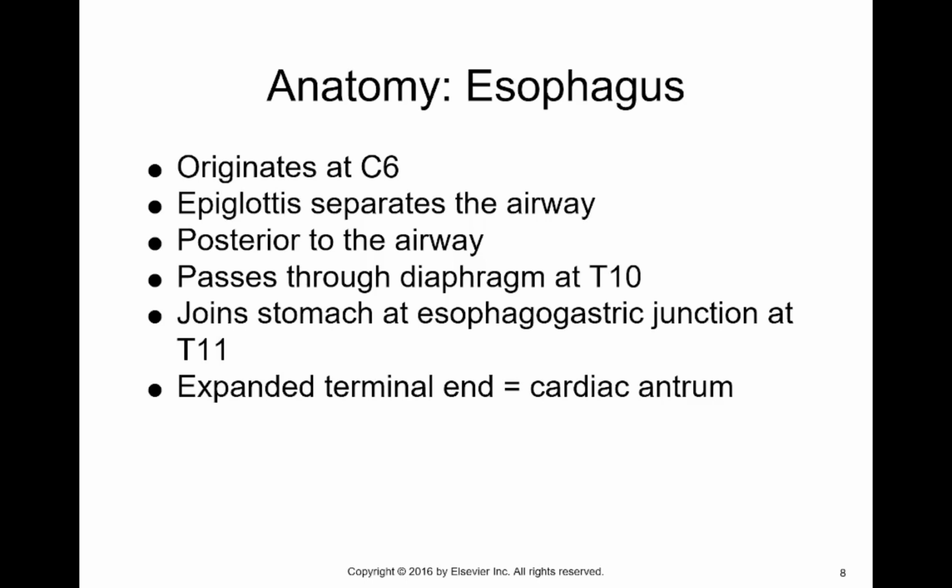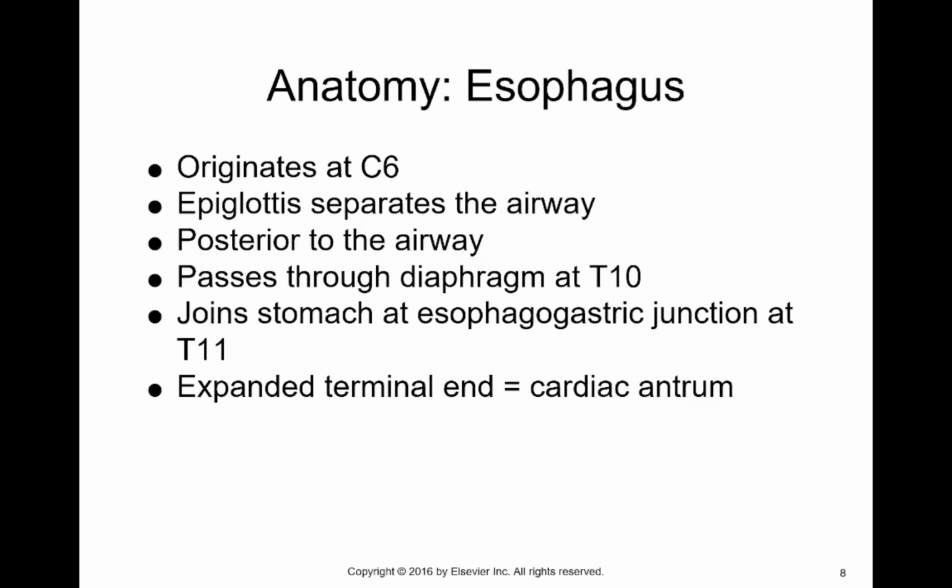It originates at C6, which is where the epiglottis is. It is posterior to the airway, and how you remember that is if you've ever seen a patient with a trach, the trach comes straight out of the front of their neck and it goes directly into the airway. So it does not have to push the esophagus out of the way. The esophagus is behind the airway.